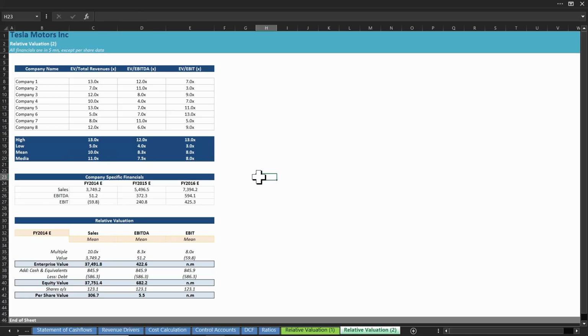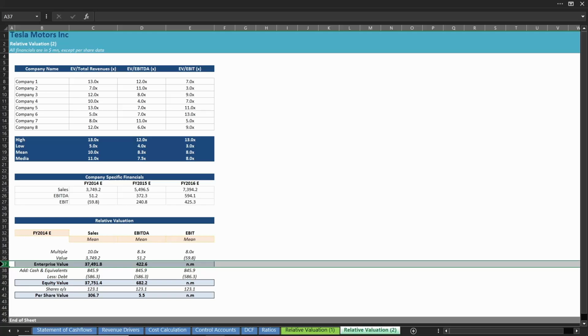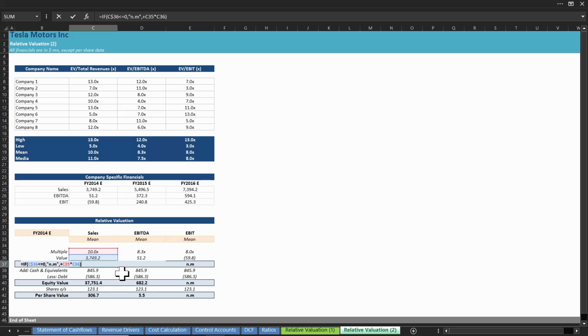Finally, calculate the enterprise value of business in row 37 using mean value of the valuation ratios calculated above. For instance, EV by revenue mean value for competitors is 10x. And our business has reported sales of $3,749.2 million resulting in enterprise value of $37,491.8 in cell C37. From this enterprise value, add cash and reduce debt to arrive at intrinsic value of the business and further divide the resultant by number of shares outstanding to calculate intrinsic value per share in cell C42.